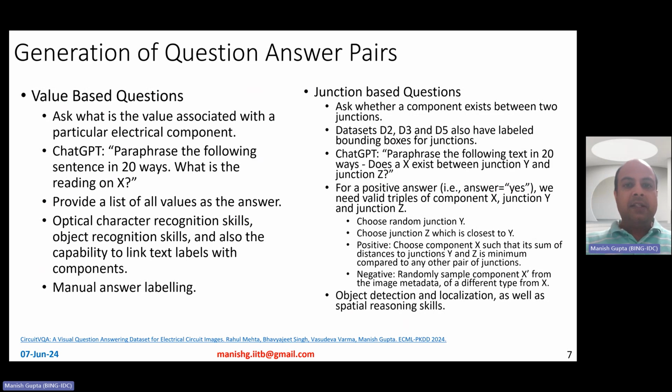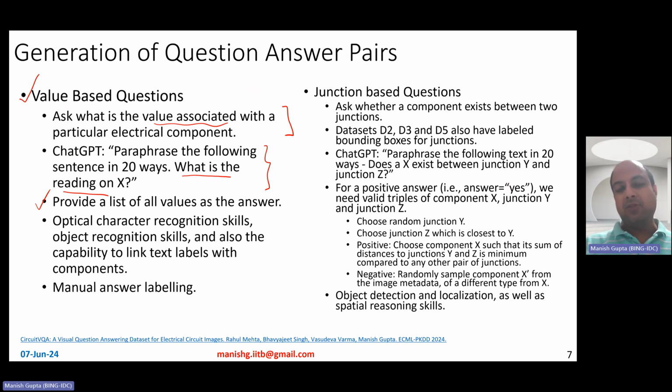Value-based questions. These questions ask what is the value associated with a particular electrical component in the image. So we again use ChatGPT to create question templates starting from this seed template: What is the reading on X? We provide a list of all values as the answer. So if for a particular component, let's say resistors, there are 5 resistors, then what is the value associated? We must list down all the 5 values because that's what is expected.